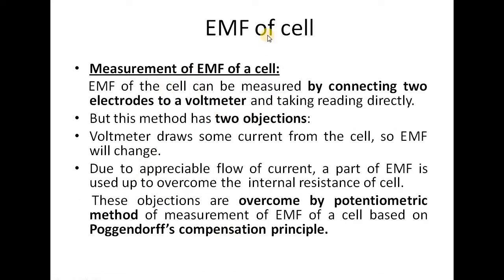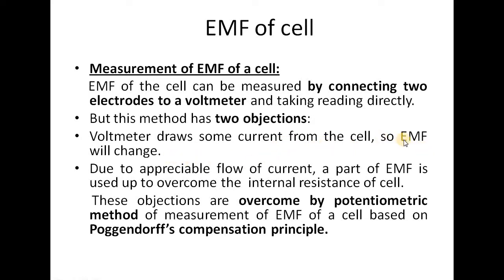Now how can we measure the EMF of a cell? The EMF of a cell can be measured by connecting the two electrodes directly to a voltmeter and taking the reading. But in this method there are two objections. What are these objections? Whenever we connect it directly to a voltmeter, the voltmeter draws some current from the cell. So the EMF of the cell will change.